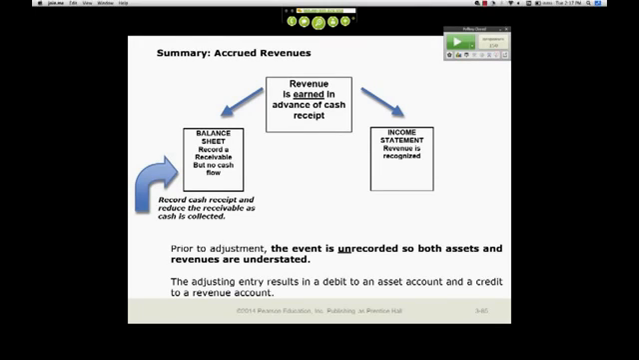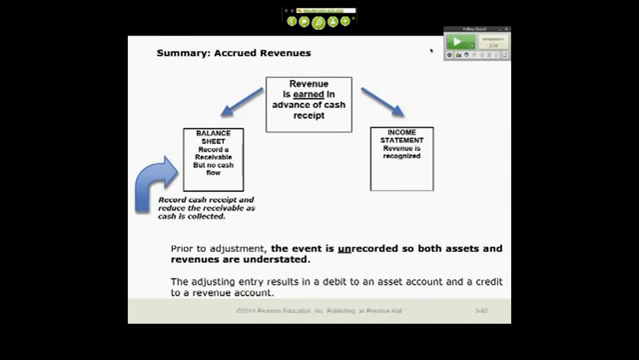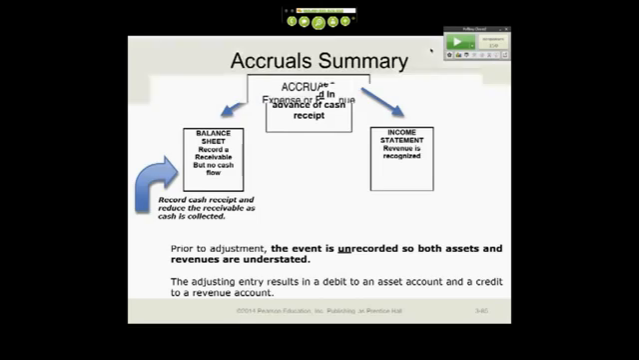All right, so here's one. We'll start off with an easy one. Accrued revenue is income that has been received in cash but not yet earned. All right, there's minute number one. That's your first minute.